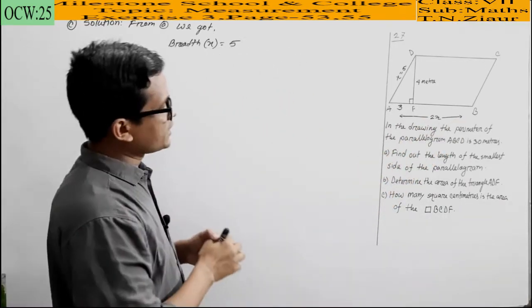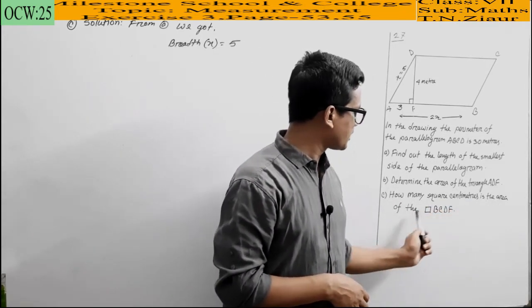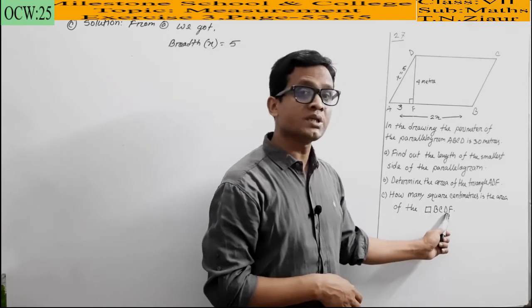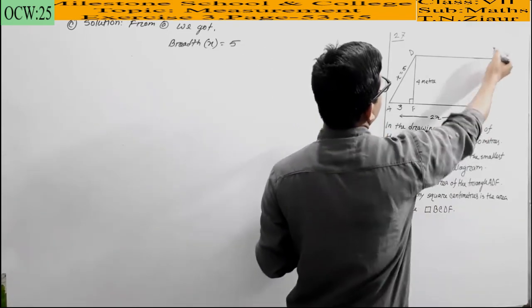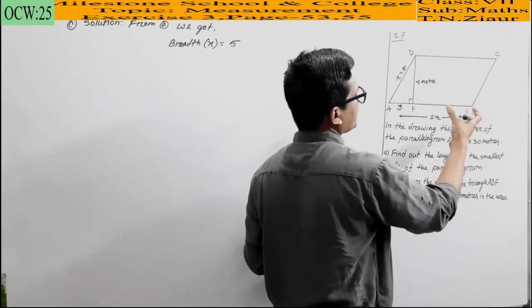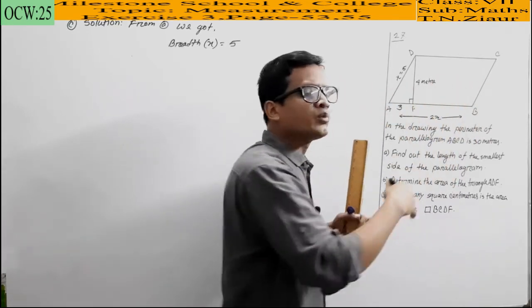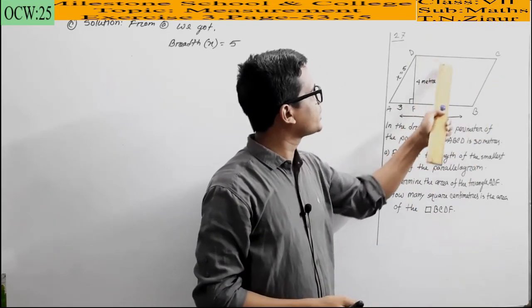So how will you find this one? Here it is given: how many square centimeters is the area of the quadrilateral BCDF, only this part. So first what will you do? First we will find out the area of the whole parallelogram, this parallelogram ABCD.